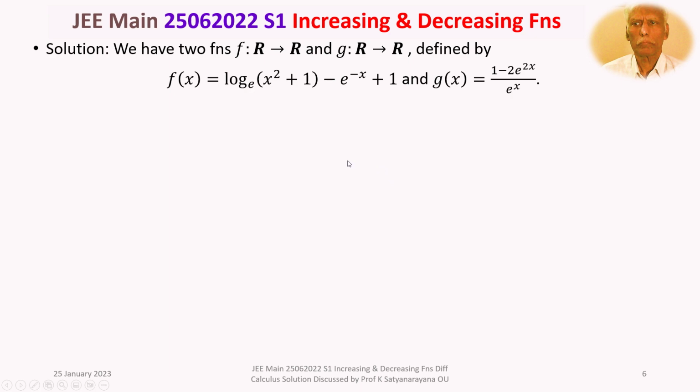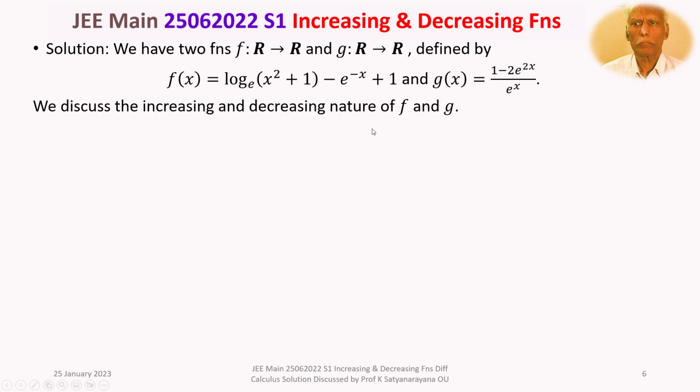Now, talking about the range of alpha for which that given inequality holds will be easier if you know the nature of these functions, that is, the increasing and decreasing nature of these two functions. If I know that, then attacking that inequality and talking about the range of alpha for which it holds good will be easier. Therefore, we discuss the increasing and decreasing nature of these two functions f and g.